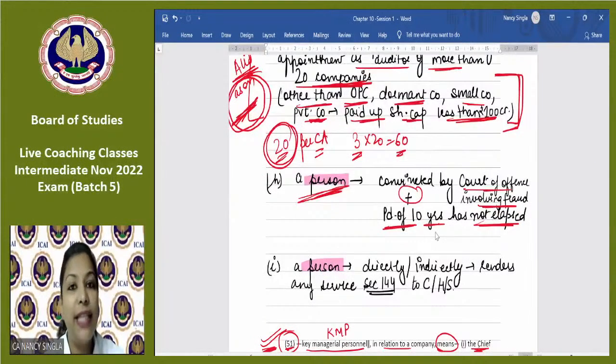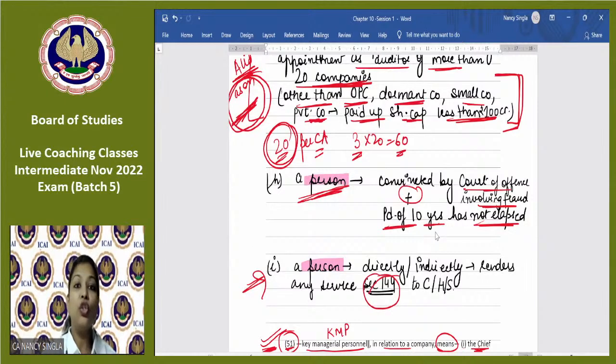Okay? So for 10 years, if the auditor has been convicted by the court of an offense for a fraud, then he is not eligible to be appointed as an auditor of a company for a period of 10 years. Simple. And here we are talking about the person. Then clause I, where we'll be discussing section 144 in detail.